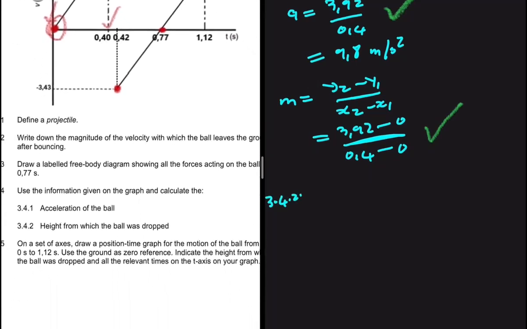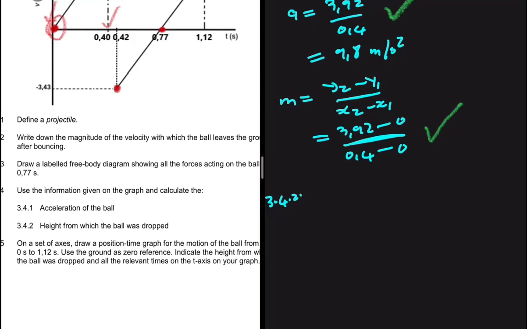3.4.2. The question is saying let's calculate the height from which the ball was dropped. Again, two ways of answering the question: equations of motion or the area under the graph. For the position or the displacement, we need the area under the graph. So to find the height, we're going to use the area under the graph. For the acceleration, we use the gradient of the VT graph. So you need to know which to use when. We don't just calculate the gradient all the time, right?